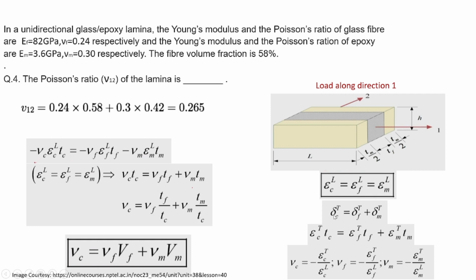Now from this equation, deformation is equal to the strain in the transverse direction times thickness, and we know the Poisson ratio is minus of the strain in transverse direction divided by the strain in longitudinal direction. We will put these values in the equation, and here in the longitudinal direction all the strain values are similar. So finally for Poisson ratio we will get this equation in terms of the Poisson ratio of the fiber, the matrix, and the volume fraction of the fiber and matrix. As the question asked to find the Poisson ratio of the lamina, we put the values from the given data in the equation and we can get that of the lamina.